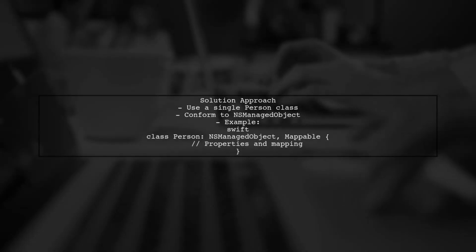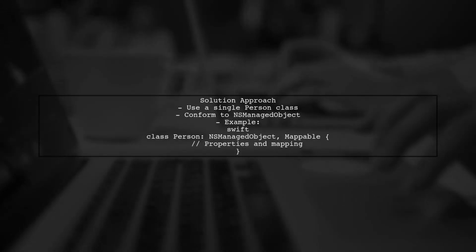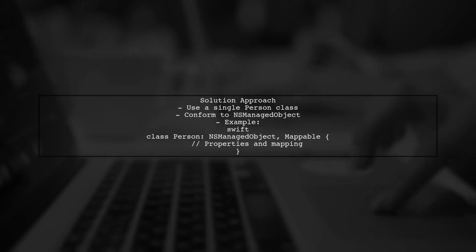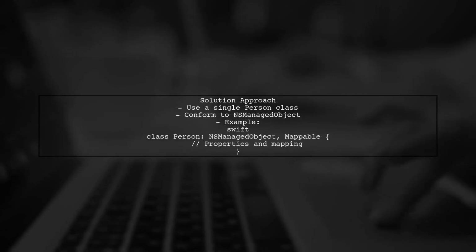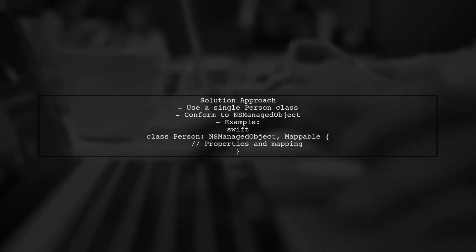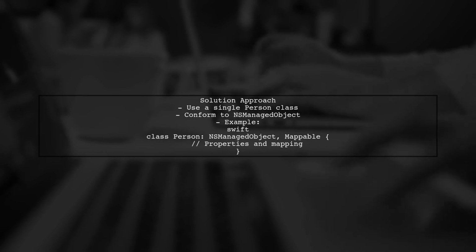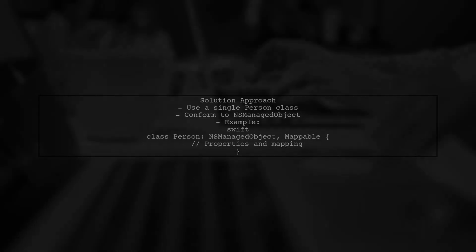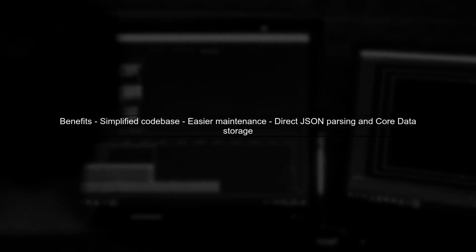To streamline this, you can use a single class for both purposes. One approach is to make person conform to NSManagedObject, allowing it to be used directly with core data. This way, you can parse JSON and save to core data without needing to convert between two different classes, simplifying your code.